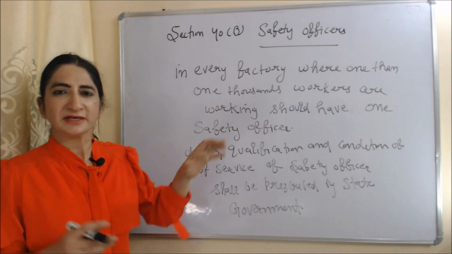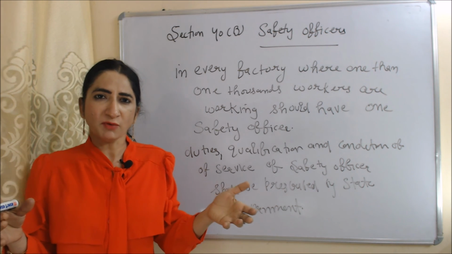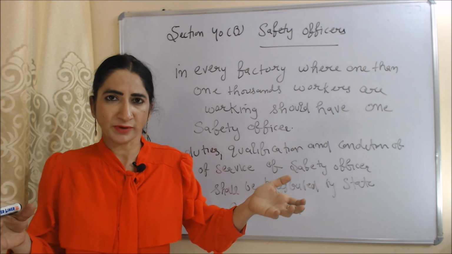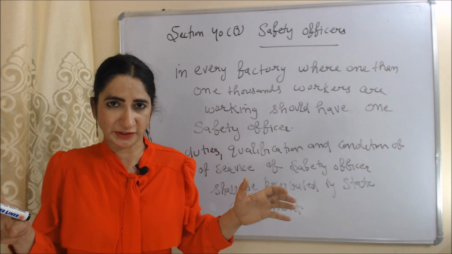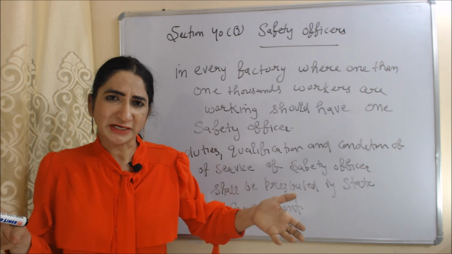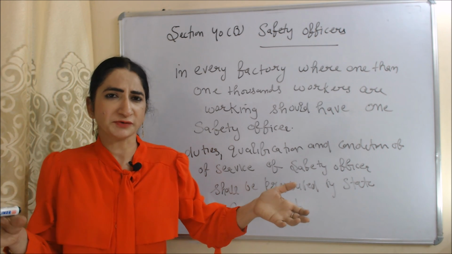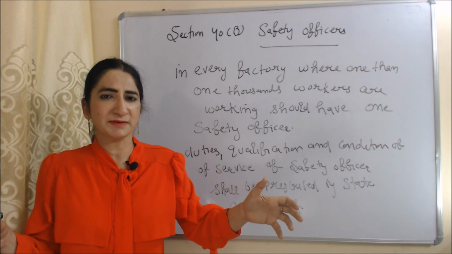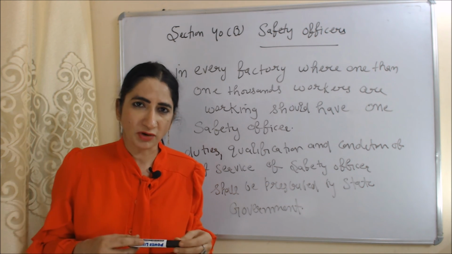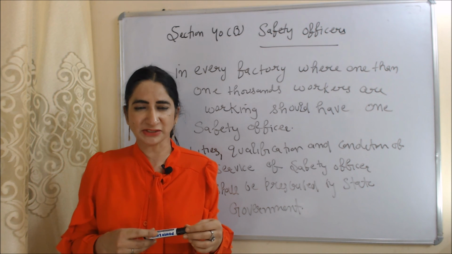Section 40B, safety officer. Where more than 1000 workers are working, there must be one safety officer. Duties, qualifications and conditions of service of the safety officer are prescribed by the state government. So this is all about sections 1 to 40 of the Factories Act.